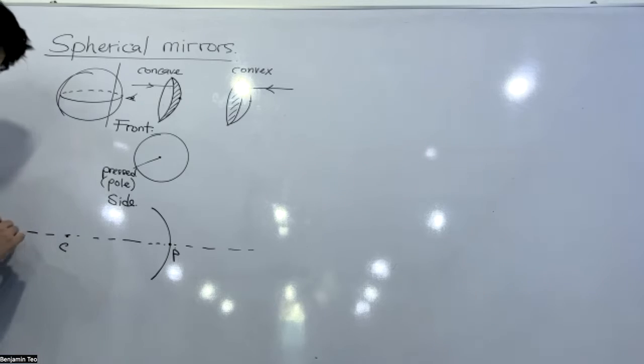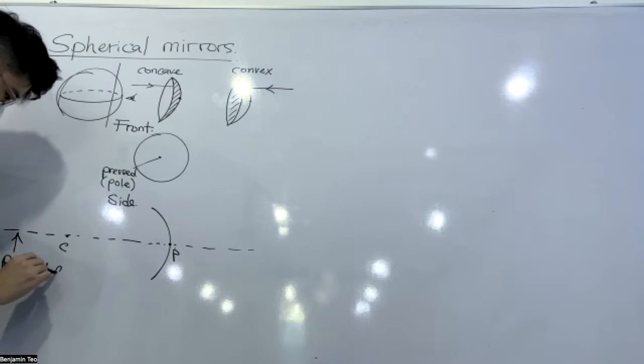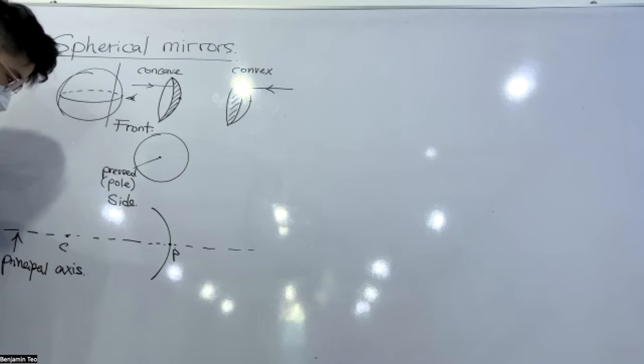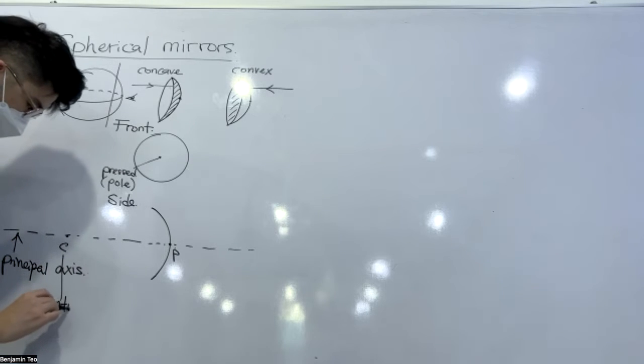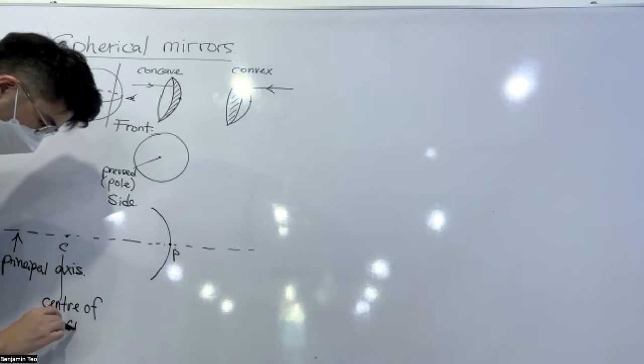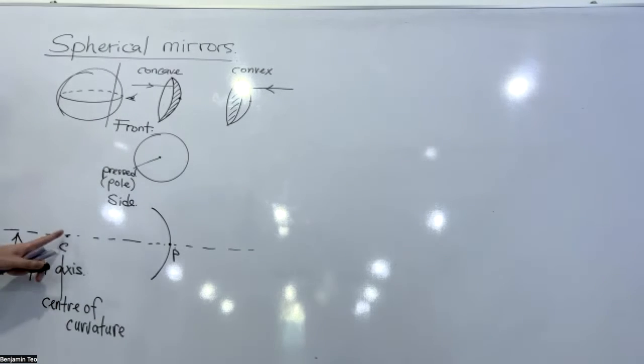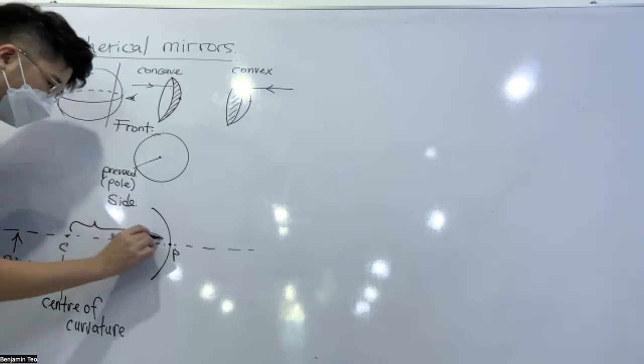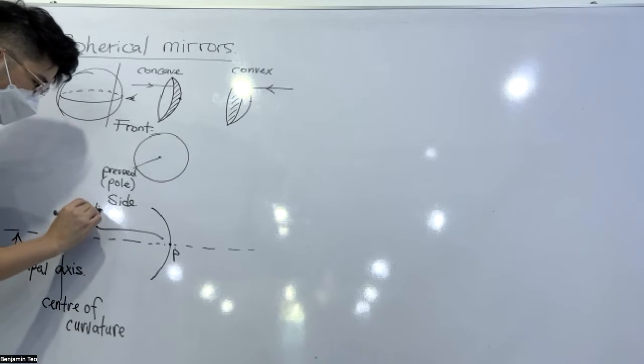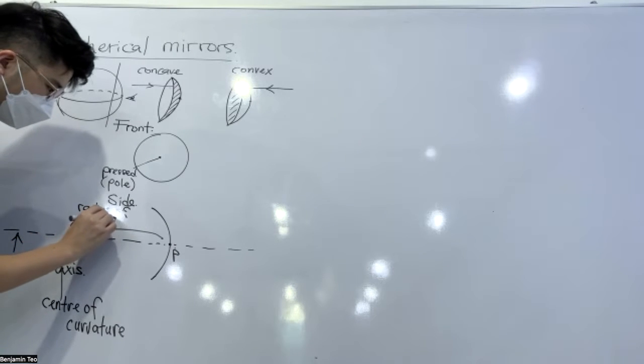Yeah. So here is again like the lens, the principal axis. This center we call, again, the center of curvature. From center to pole is the radius. So that is called the radius of curvature. From here, here, the radius of curvature.